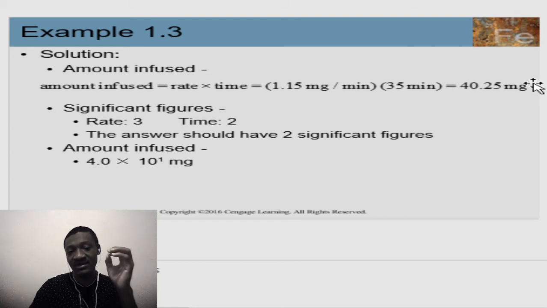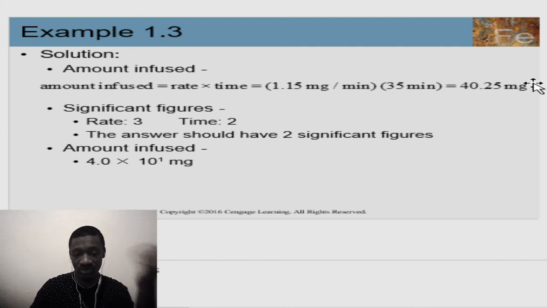and what you have is 40.25 milligrams. And notice something: the significant figure is 3 for the rate and 2 for the time. So at the end of the day, your answer should be in 2, which is the least number of significant figures. So 2 significant figures will be 4.0 times 10 to the power of 1, or 40, basically, straightforward, without the exponential notation. You just put 40 there.